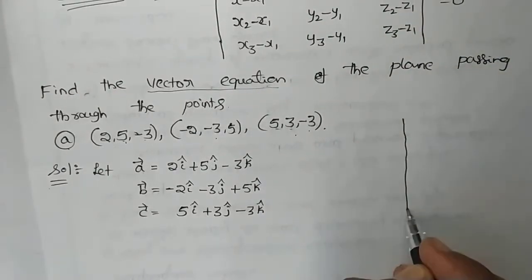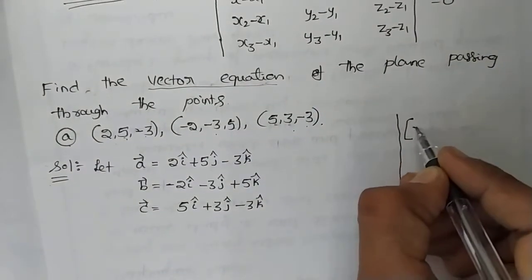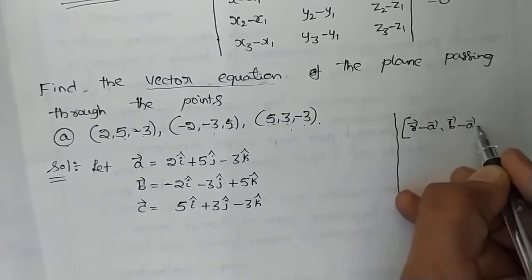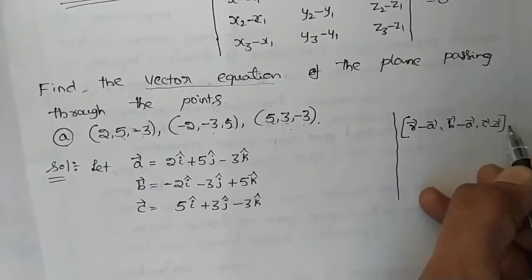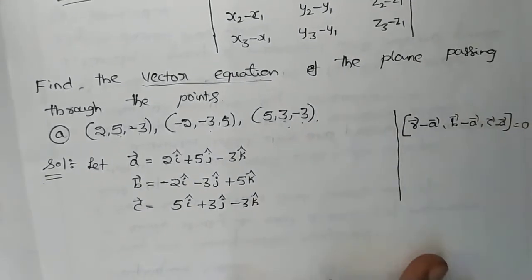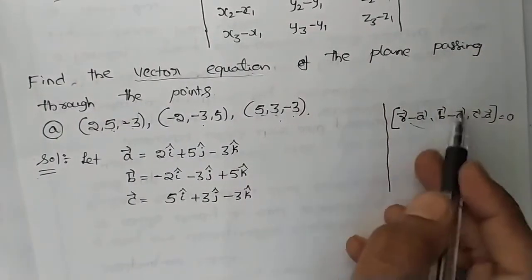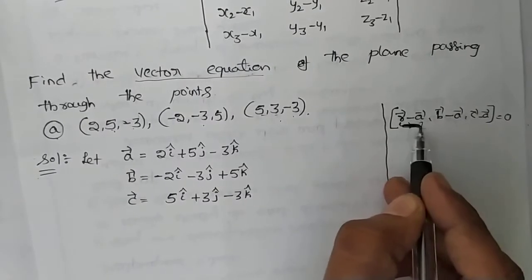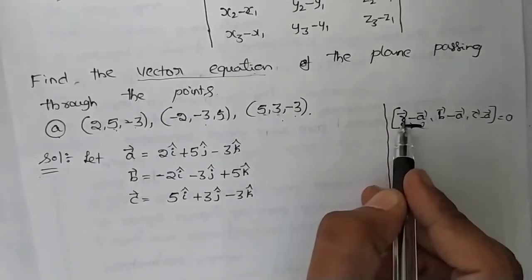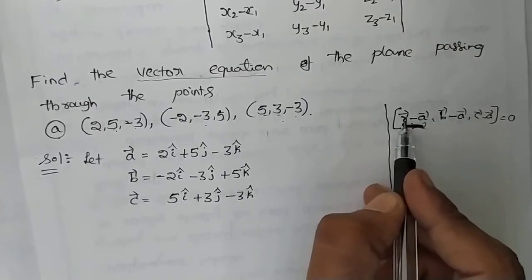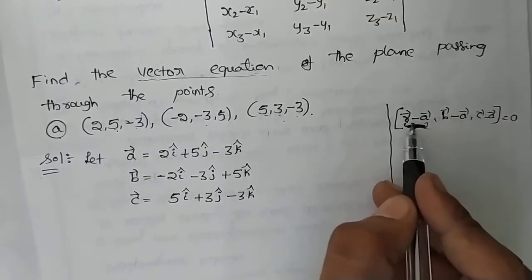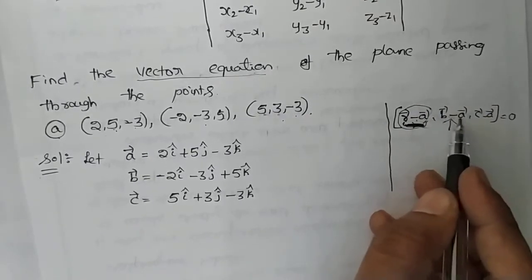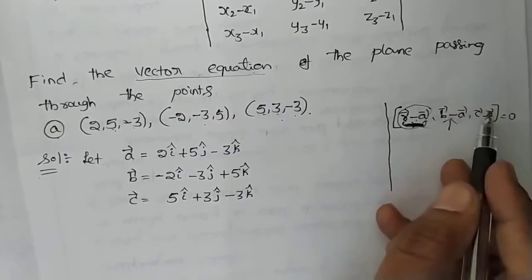Recall the formula: r vector minus a vector, b vector minus a vector, c vector minus a vector equals 0. It is the equation of a plane in vector form. We have to find r minus a vector. For that, we need the r vector, which we know is xi plus yj plus zk. No need to simplify this r minus a; you can put it as it is. Hence, we have to find b minus a and c minus a.